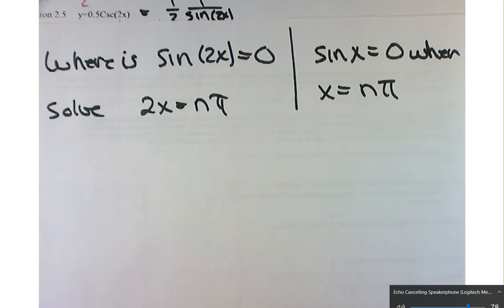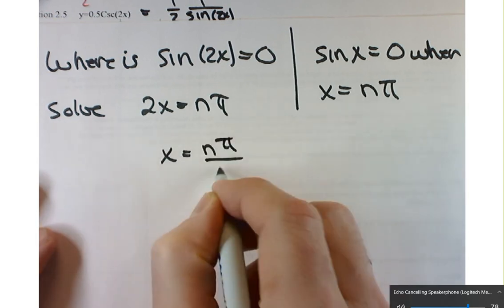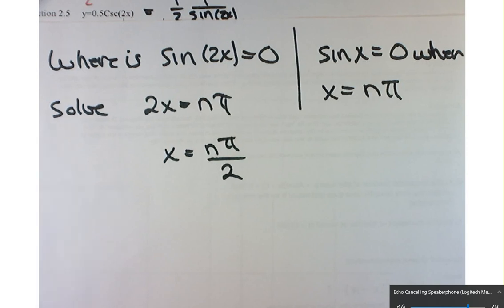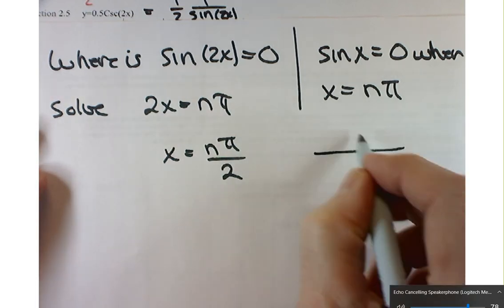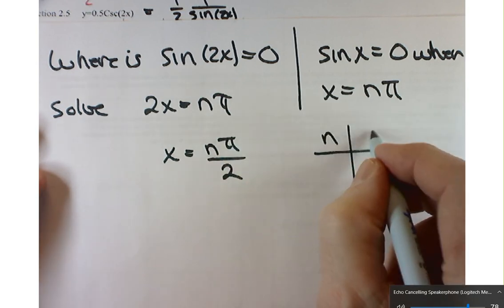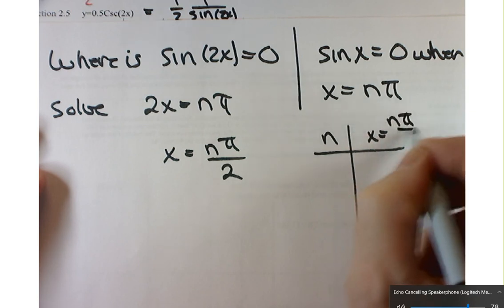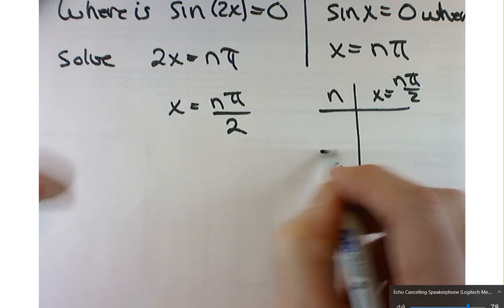I want to solve that for x. How am I going to get that? How am I going to solve that for x? Divide by 2. x equals n pi divided by 2. And that's it. That's where your graph should have vertical asymptotes. Now, what do those points look like? Well, let's graph a few. I'm going to plug in values of n and get values of x. So I'm going to plug in values like 0, 1, and 2, -1, and -2.